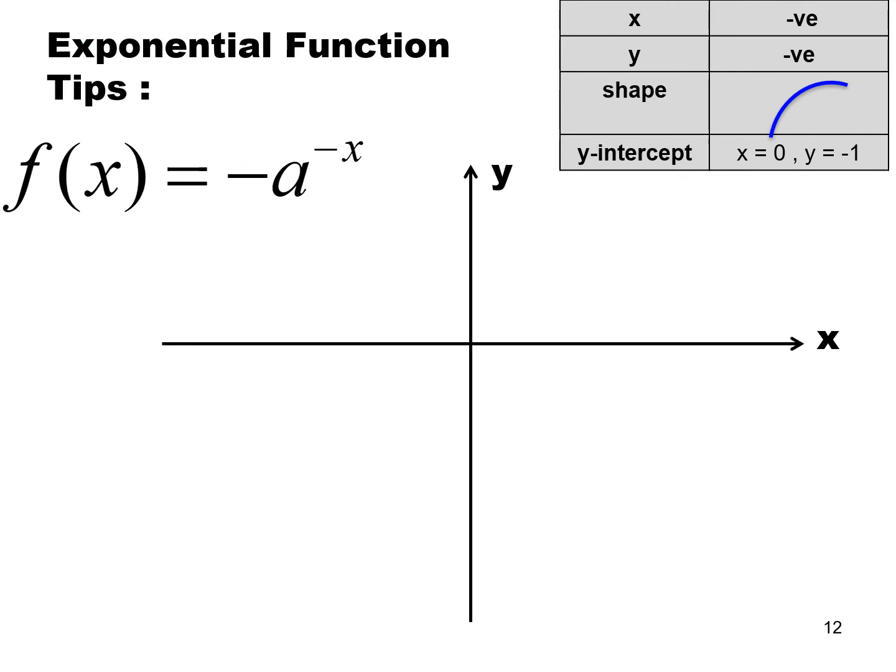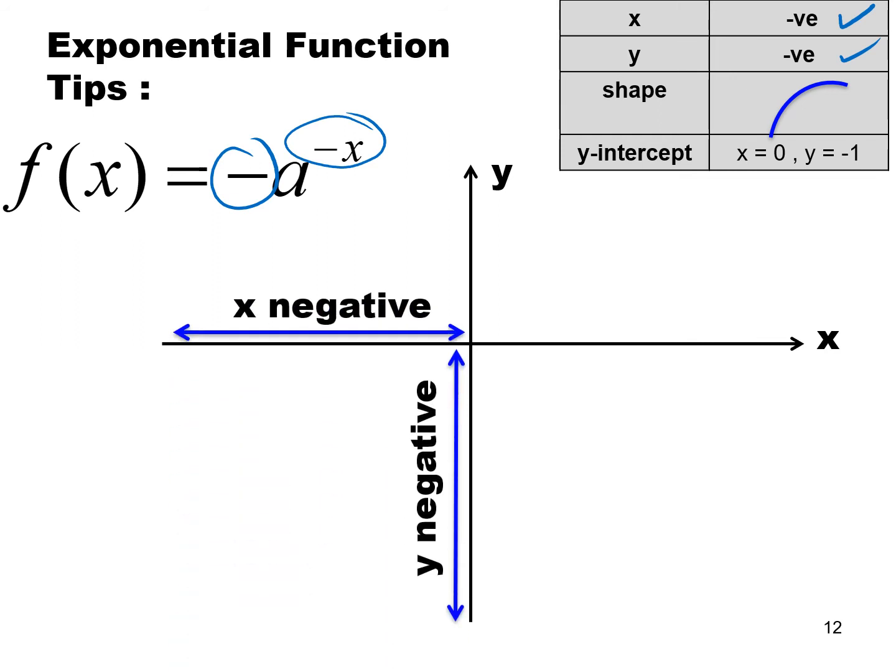Alright, the next exponential function, f(x) equals negative a to the power of negative x. So from this part, you can see that this is negative x, so this x value is negative, and y is also negative. So the shape of this graph is like this when x is 0, y is 1, x negative, y negative. So the shape is like this. Okay.